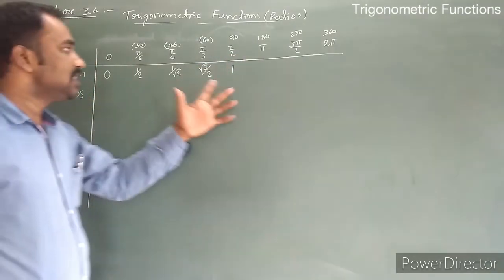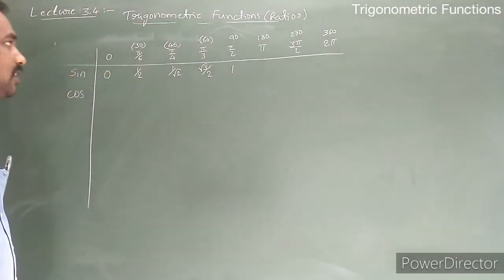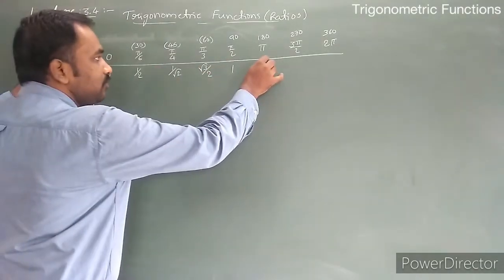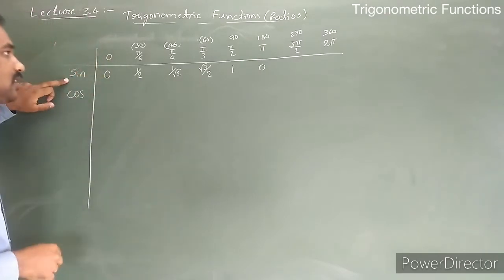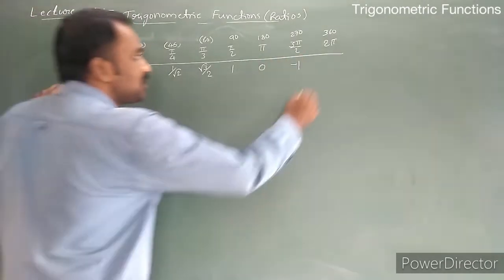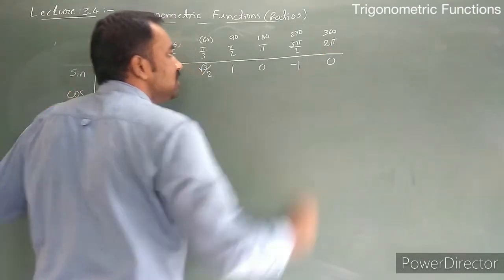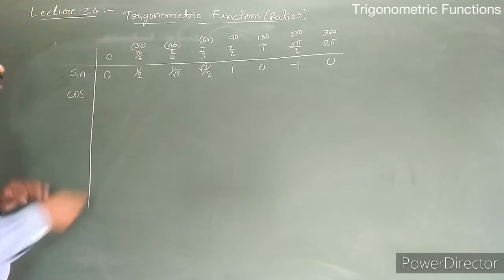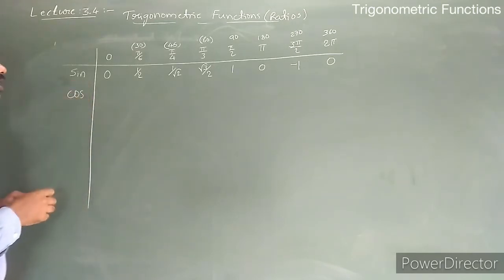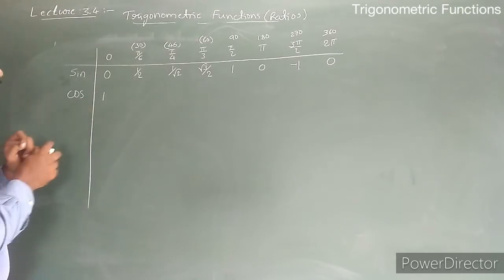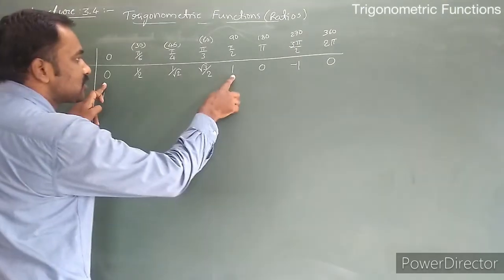If you know these values, we can easily get the remaining values. Already written, sine 90 is 1. What is the sine of 180? It is 0. Sine of 270 is minus 1. Sine of 360 is again 0, one complete rotation. Now similarly the cos values. What is the cos of 0? Cos 0 is 1. How to get this? If you remember these values.